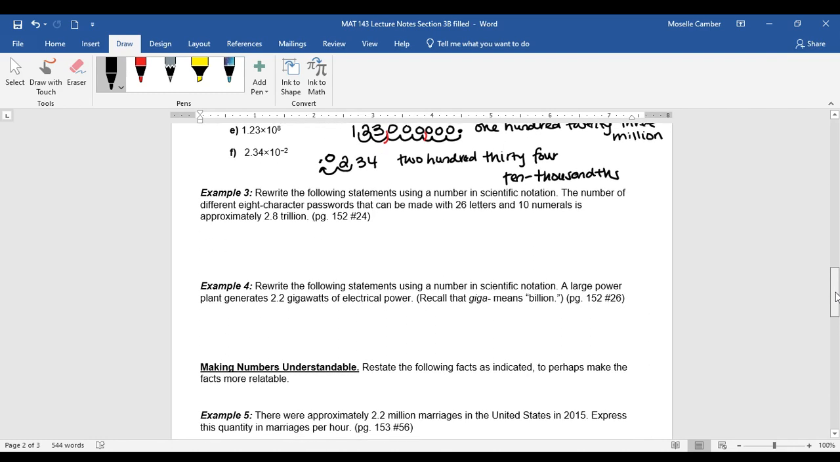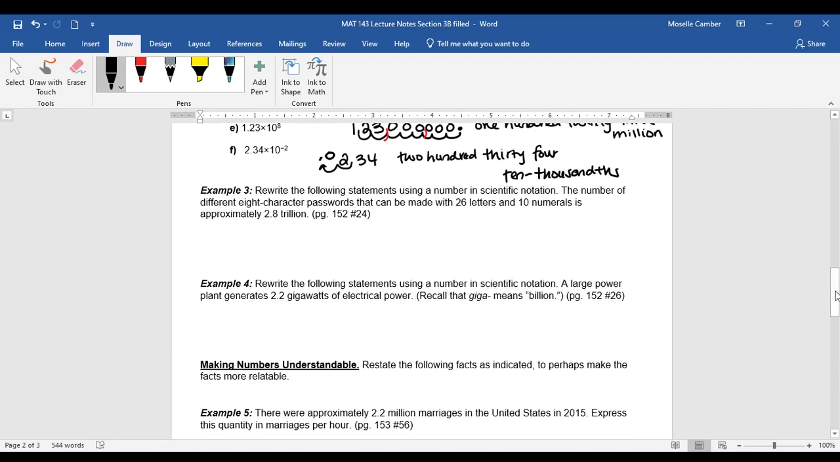Okay, so now let's look at some actual examples of scientific notation. Let's say the number of different 8-character passwords that can be made with 26 letters and 10 numerals is approximately 2.8 trillion. So let's put 2.8 trillion into scientific notation.